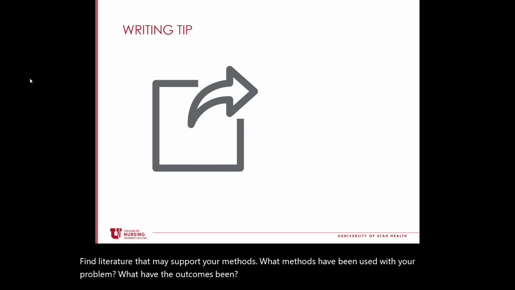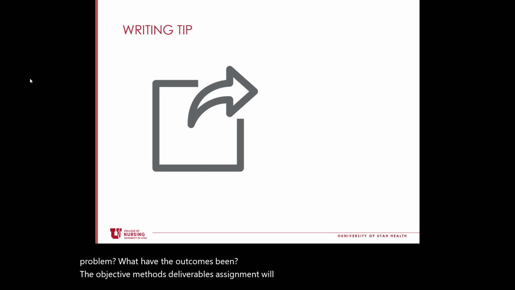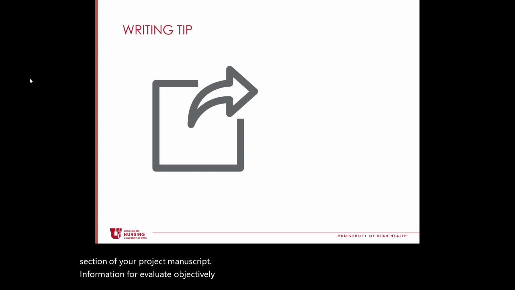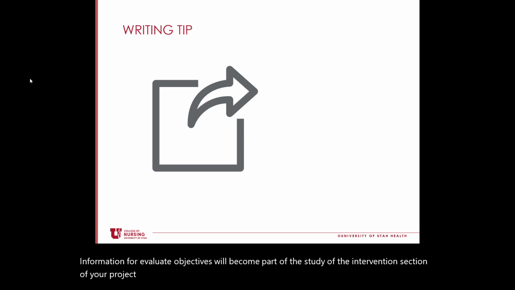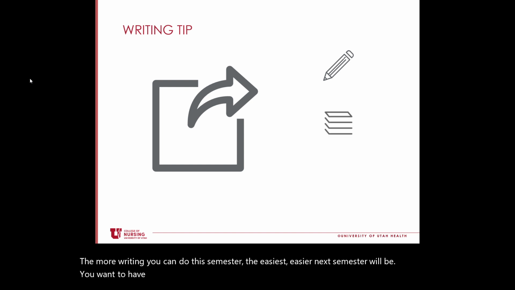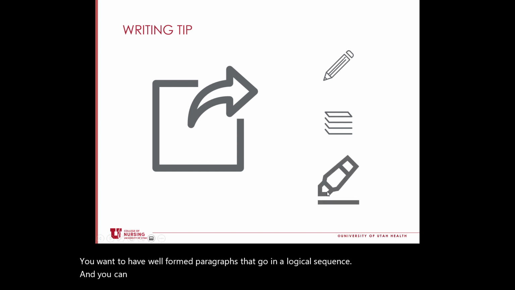The objective, methods, deliverables assignment will eventually become the intervention section of your project manuscript. Information for evaluate objectives will become part of the study of the intervention section of your project manuscript. The more writing you can do this semester, the easier next semester will be. You want to have well-formed paragraphs that go in a logical sequence. And you can evaluate your paragraphs and the flow by using reverse outlining.